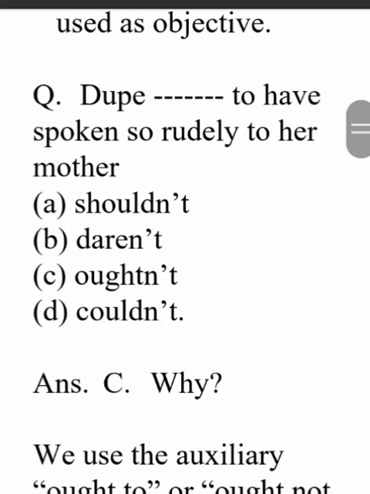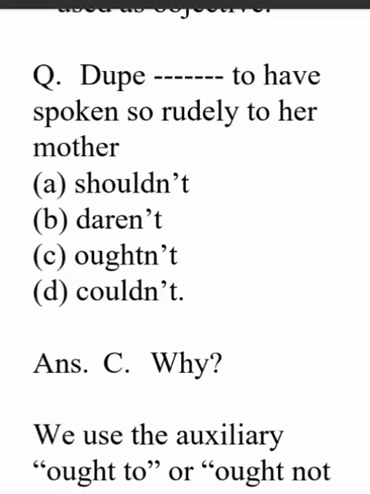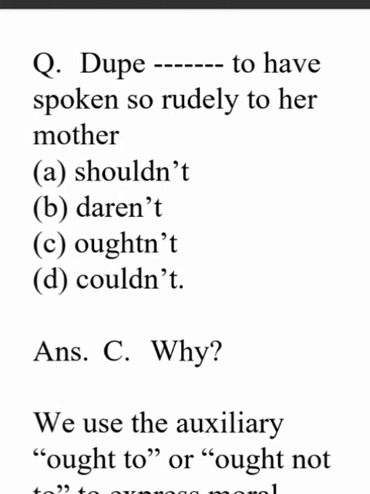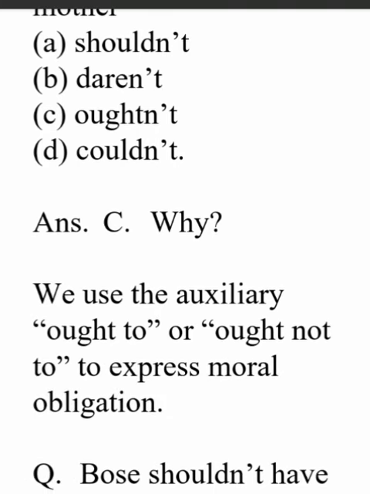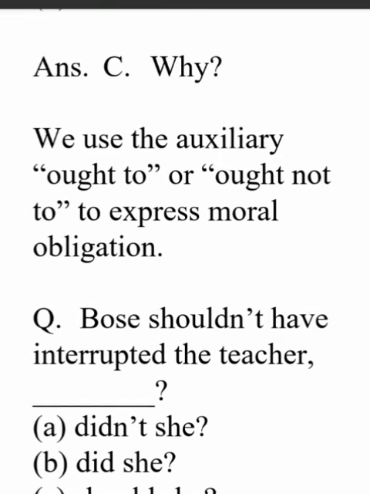Question. Dupe dash to have spoken so rudely to her mother. A. Shouldn't. B. Daren't. C. Oughtn't. D. Couldn't. Answer: C. Why? We use the auxiliary ought to or ought not to express moral obligation.